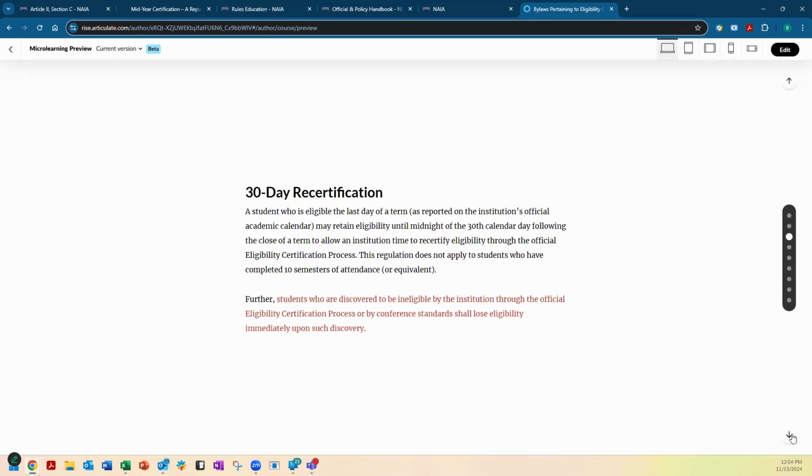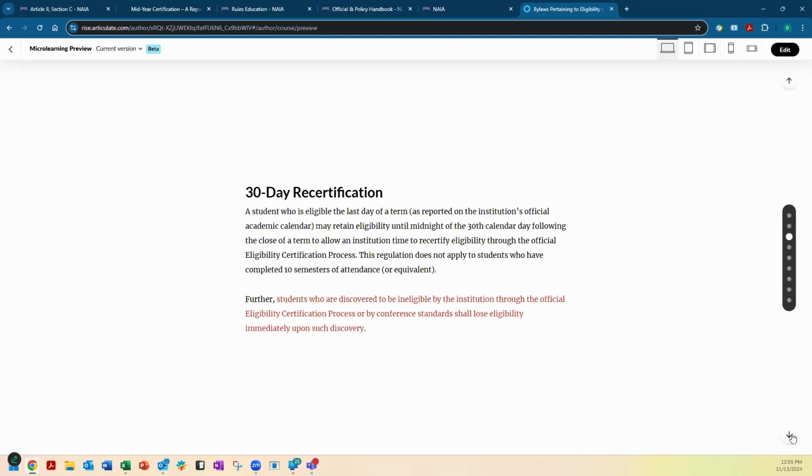So in our bylaws, it used to be a 21-day window, now is referred to as the 30-day recertification window. Students who are eligible the last day of the term, as reported on the institution's official transcript or academic calendar, I should say, may retain eligibility until midnight of the 30th calendar day following the close of the term. This regulation does not apply to students who have completed 10 semesters or equivalent. Unfortunately, at the close of that term, the students have exhausted their eligibility immediately.